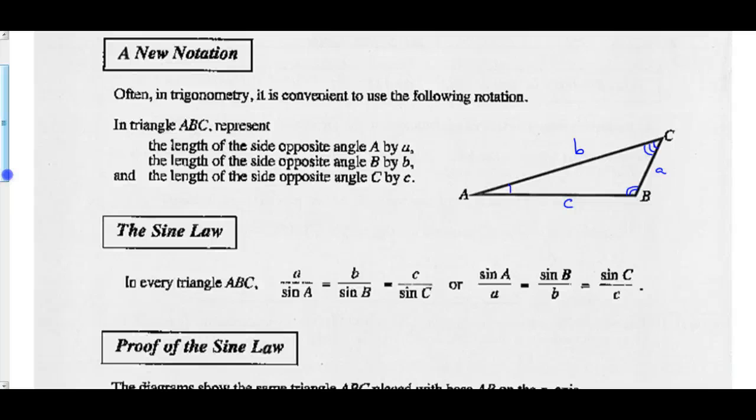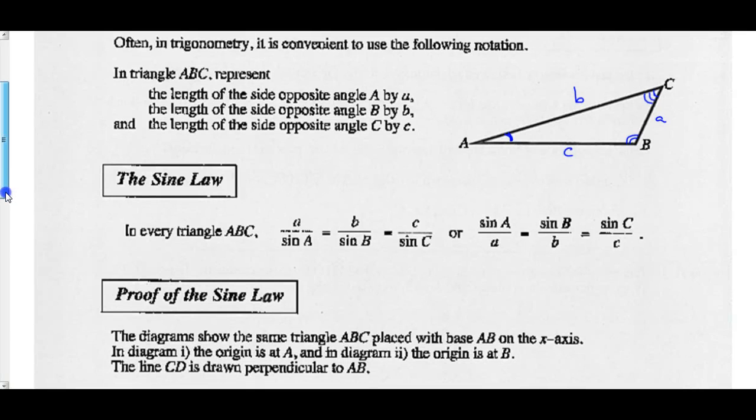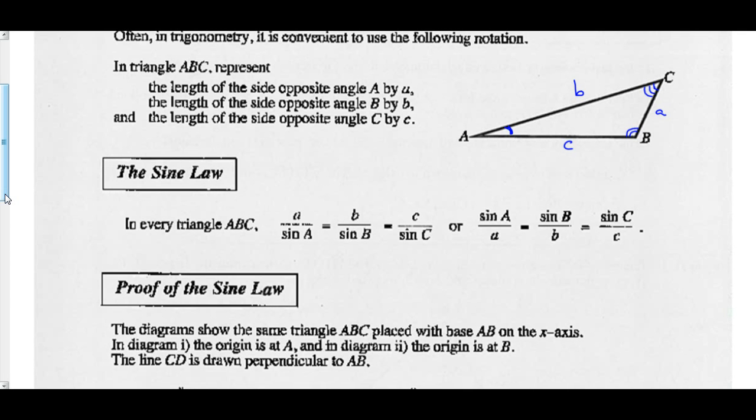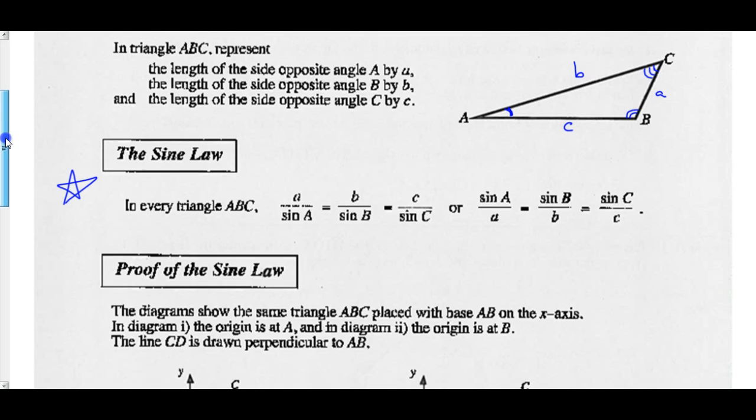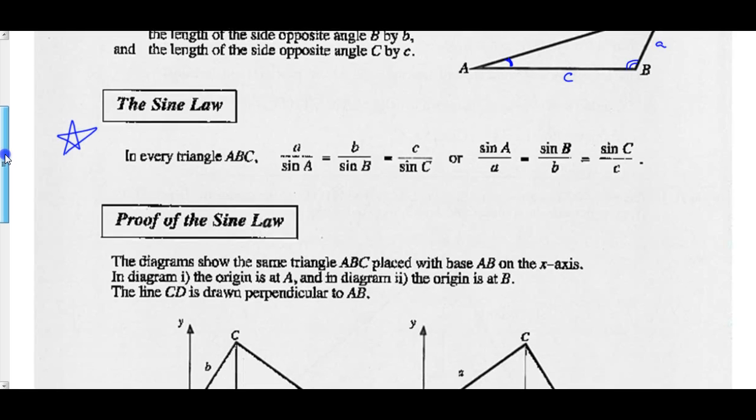If we represent the side lengths like that, then we can write the notation for the sine law. In every triangle ABC, side a divided by the sine of angle A is the same ratio as side b divided by the sine of angle B, which is the same ratio as side c divided by the sine of angle C. Or we could flip all these ratios, and the same thing is true: sine A over a is equal to sine B over b, which equals sine C over c. This is our sine law. You do not have to memorize that. That'll be on your formula sheet. You do have to know how to use it.